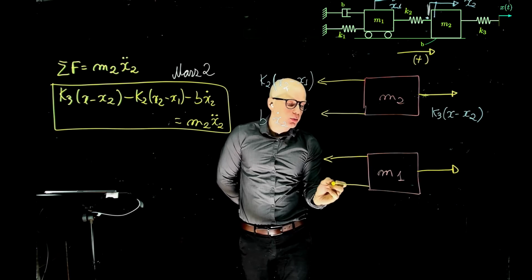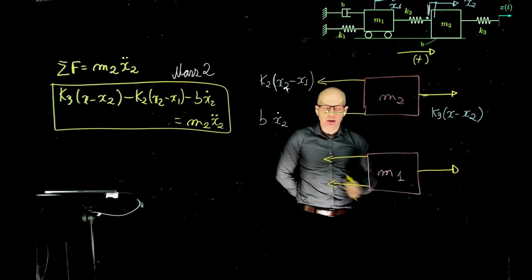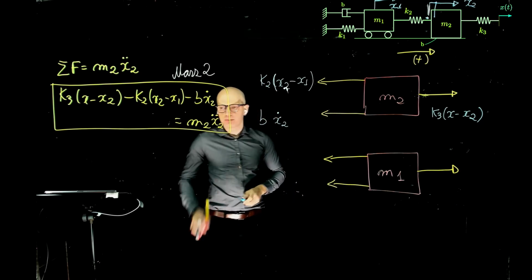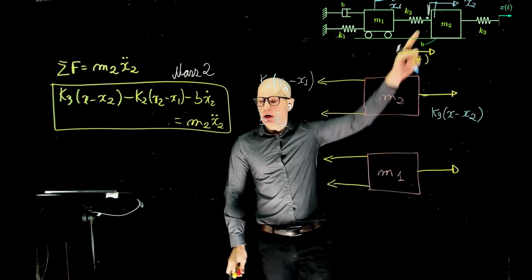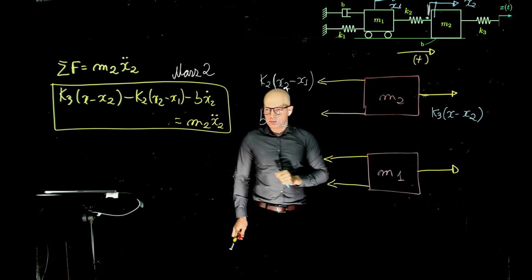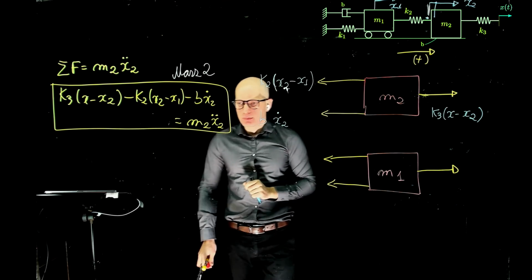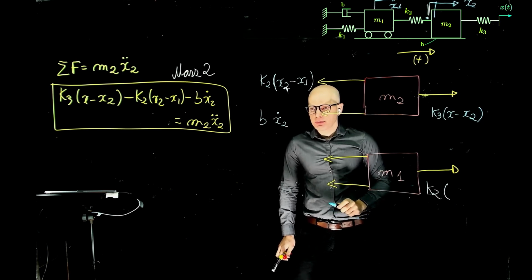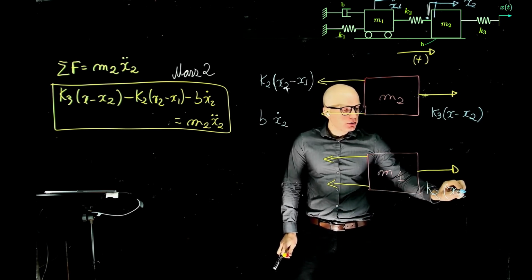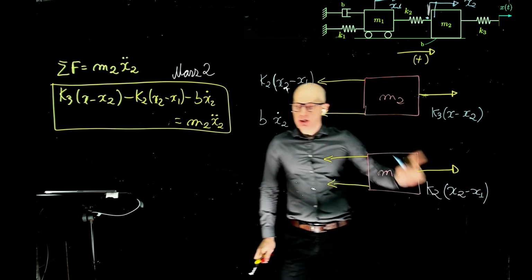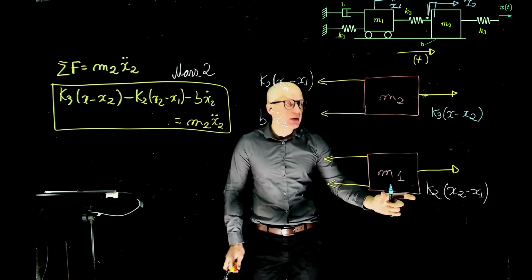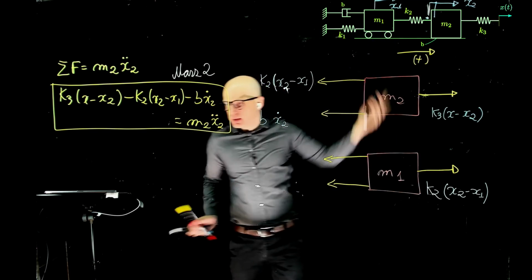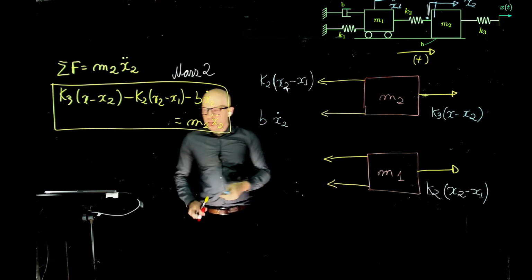Excellent. One for the damper and one for the spring. Now let's deal with their magnitudes, starting with this one. What is the magnitude of the force that comes from this spring? Displacement of the spring times the relative compression of the spring, x2 minus x1, which is exactly what we had here. If you connect these two masses together, these two forces are replacing the spring, so they must be equal but in opposite directions.